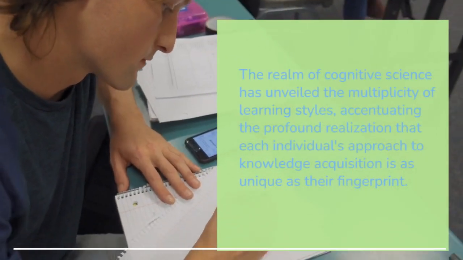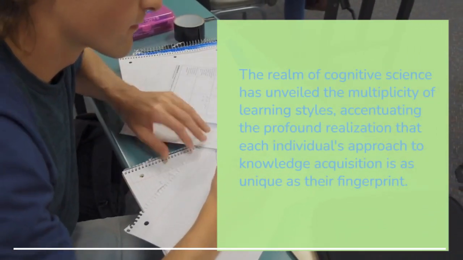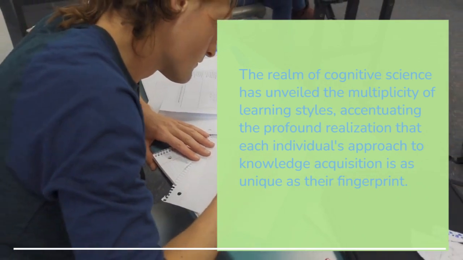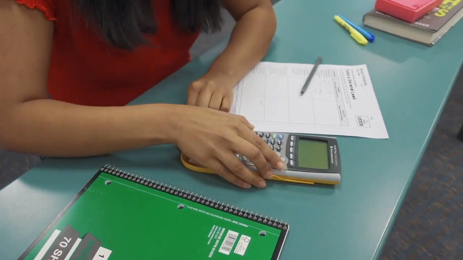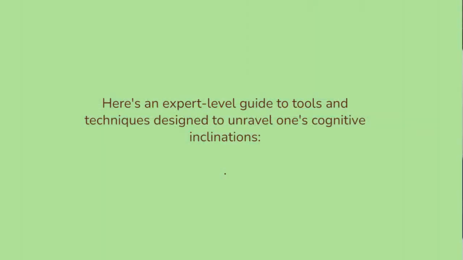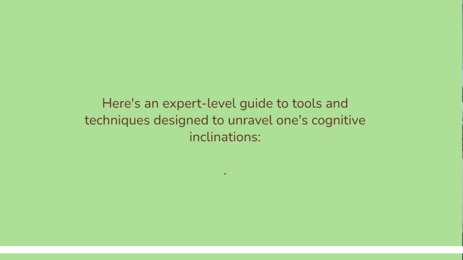The realm of cognitive science has unveiled the multiplicity of learning styles, accentuating the profound realization that each individual's approach to knowledge acquisition is as unique as their fingerprint. But how does one discern their specific style? Here's an expert-level guide to tools and techniques designed to unravel one's cognitive inclinations.